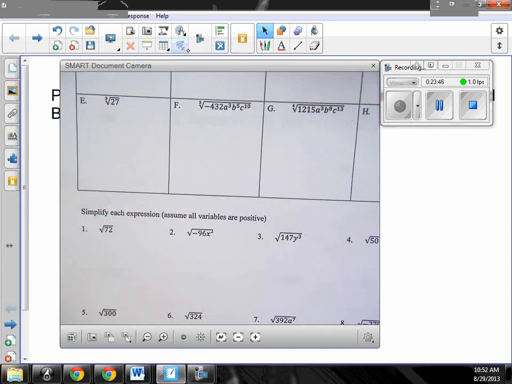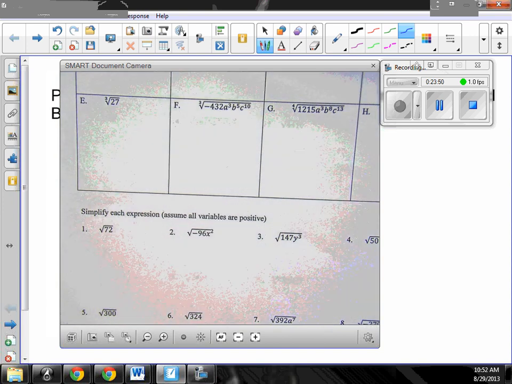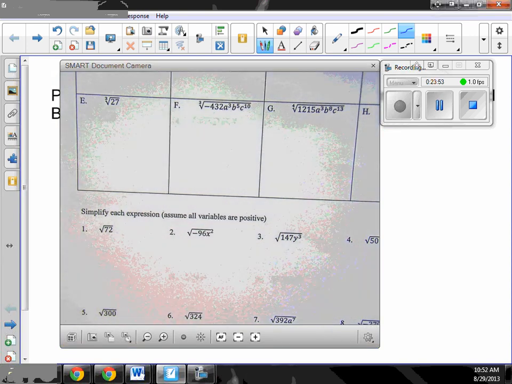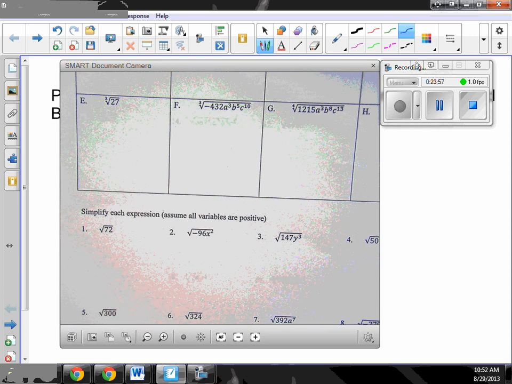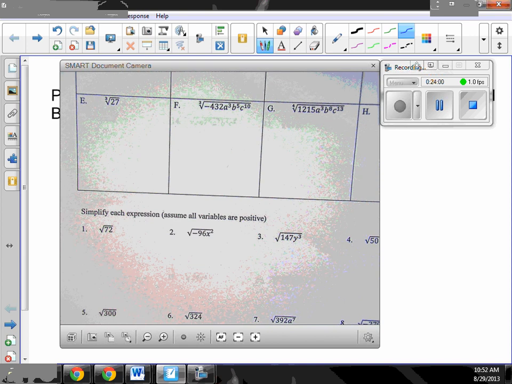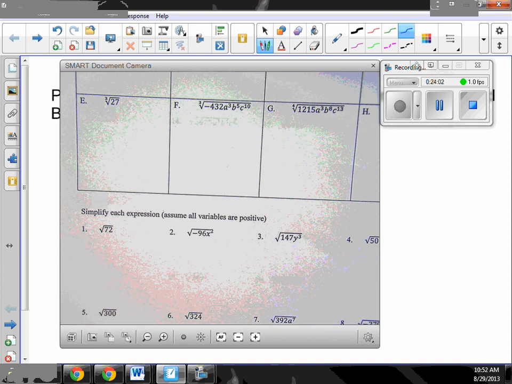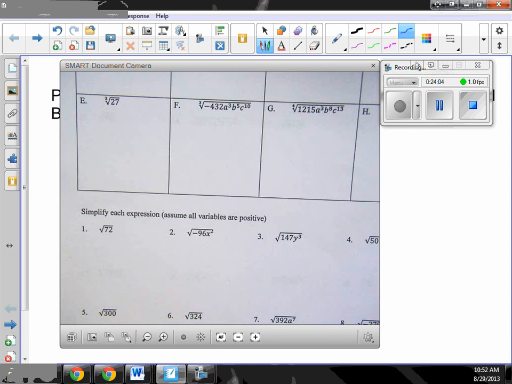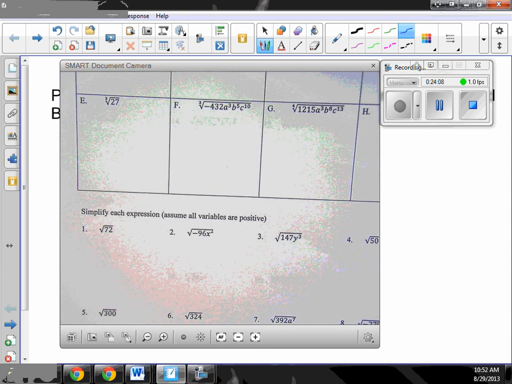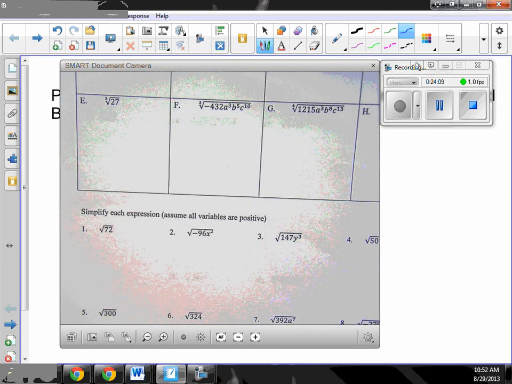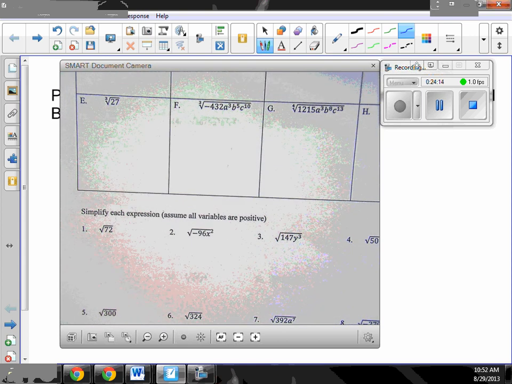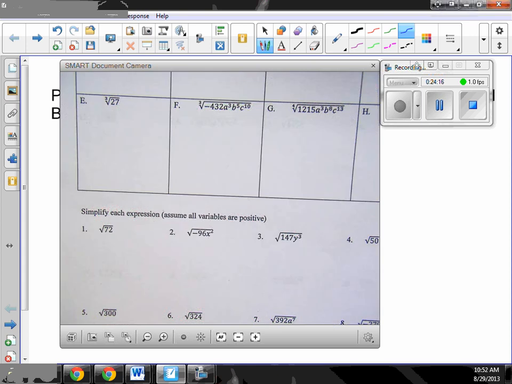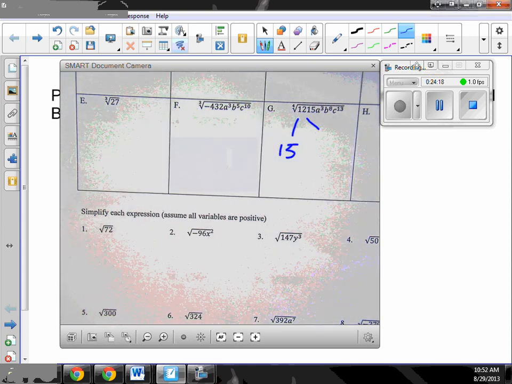Letter G. Does 2 go into that, what is it, 1215? 2 doesn't work. Does 3 work? 1 plus 2 is 3, plus 1 is 4, plus 5 is 9. 3 goes into 9, so that works. So 3 works. Does 4 work? No. Does 5 work? Yes. So if 3 and 5 work, then 15 must work. So 15, somebody multiply that out for me.